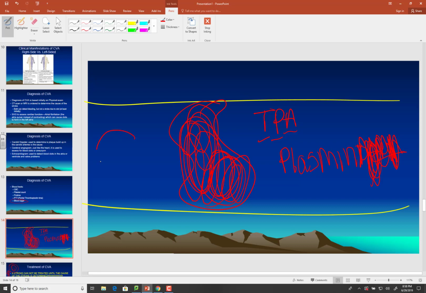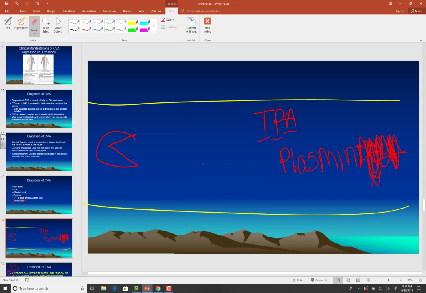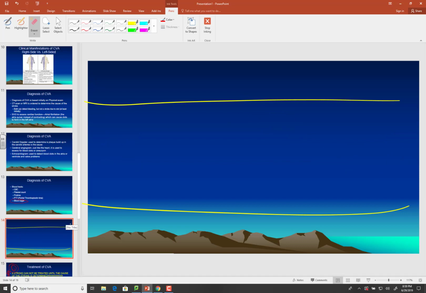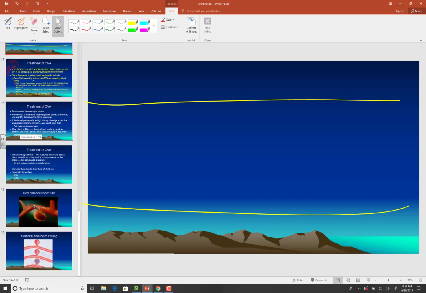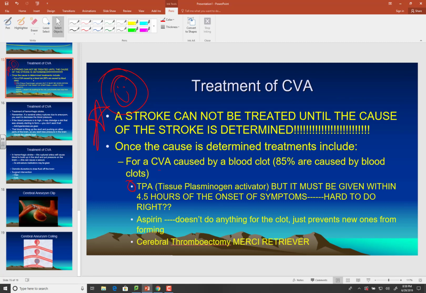And that is like a little Pac-Man. It comes in and goes num num num num, and it breaks up that clot. So it's already inside you. They're just giving you a drug that activates it to break down that clot. The problem with that is that it has to be given within 4.5 hours of the onset of symptoms. And that's hard to do, right?